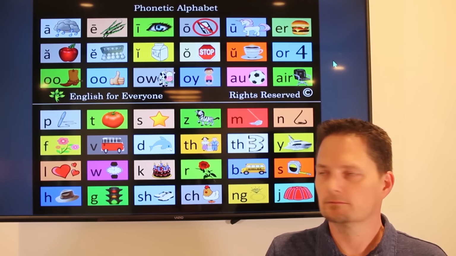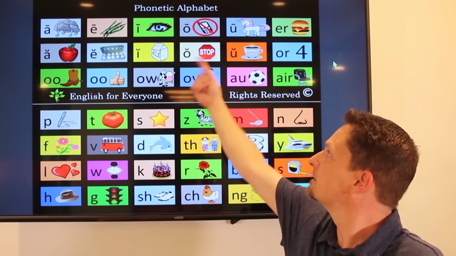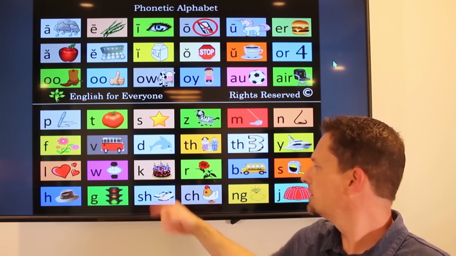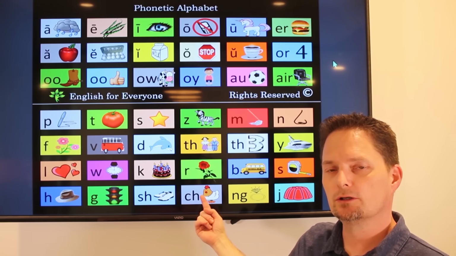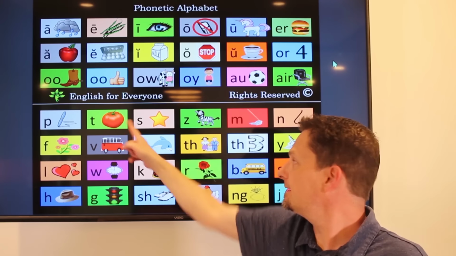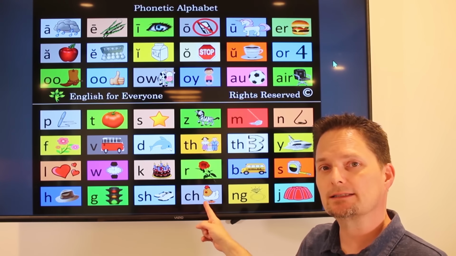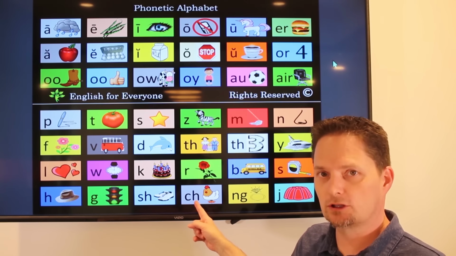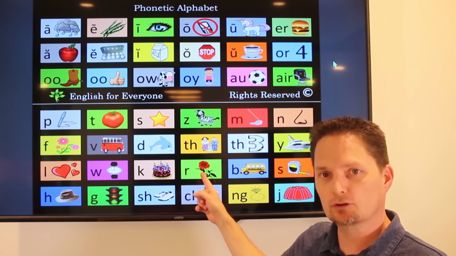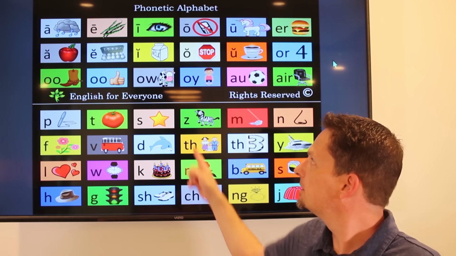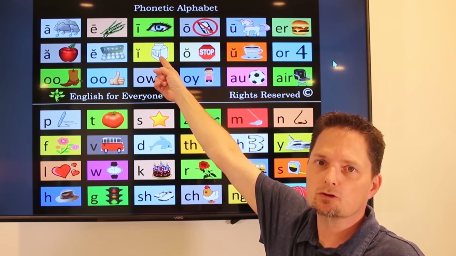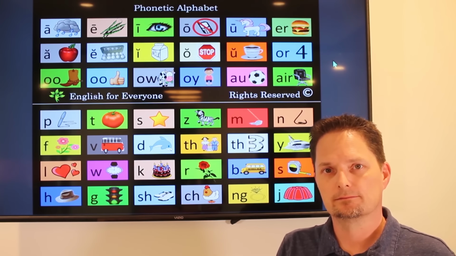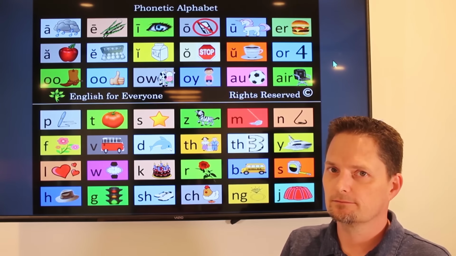Pronunciation, doctrine. Doc. Remember, when you have TR together, it makes the chicken sound, ch. So again, doc, ch. Docture. Doctrine. They follow a strict doctrine.